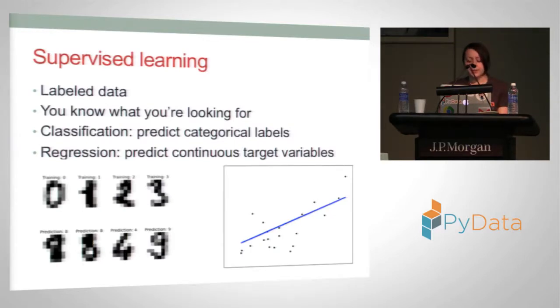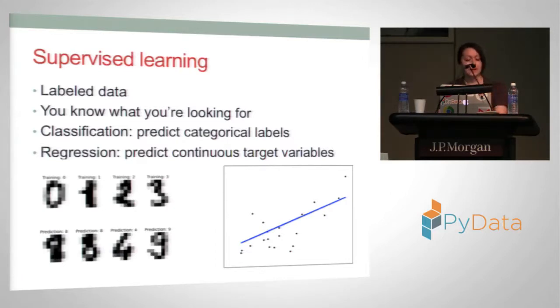So supervised learning is good when you have labeled data and you know what you're looking for. In supervised learning, the model learns the link between the data and its labels, and it learns how to apply that relationship to new data. The two main kinds of supervised learning are classification and regression. Classification predicts categorical labels, so like spam or not spam. Regression predicts continuous target variables, so regression represents the relationship between, say, housing prices and square footage, or something like temperature and elevation. So something where the values don't fit into a specific category.